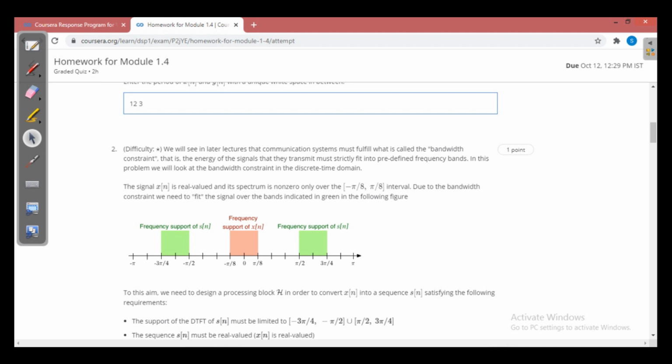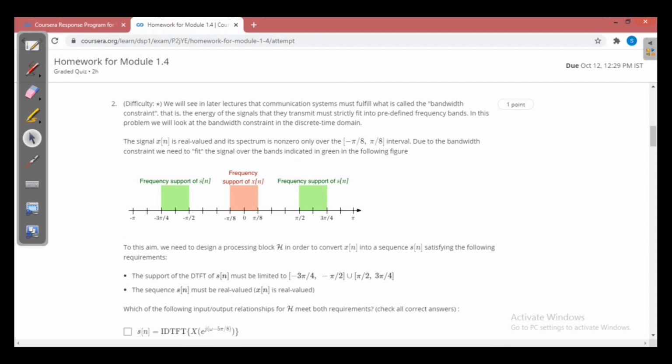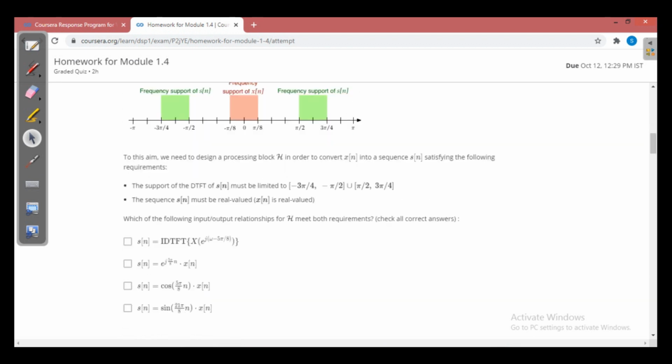Due to the bandwidth constraint, we need to fit the signal over the bands indicated in green in the following figure. So the frequency band of x[n], which exists from −π/8 to +π/8, must be shifted to the right side and the left side by an amount of 5π/8, then only it will fit into the range π/2 to 3π/4, as well as −3π/4 to −π/2. So let's see which of the following input-output relationships for h meet both the requirements.